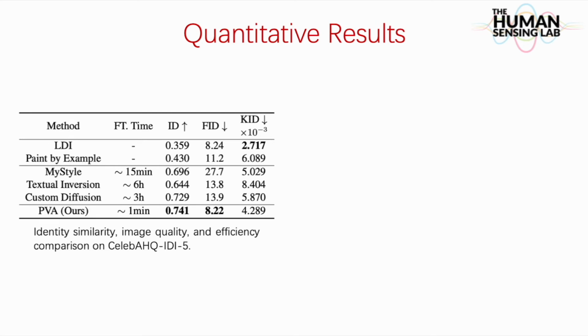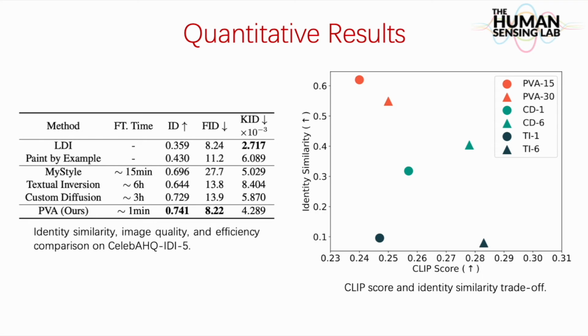We also compared the language controllability. We ran inpainting on a large random mask with 15 prompts, covering expressions, actions, etc. Results show that our method is able to achieve the highest identity similarities with a CLIP score close to textual inversion and custom diffusion with guidance scale 1.